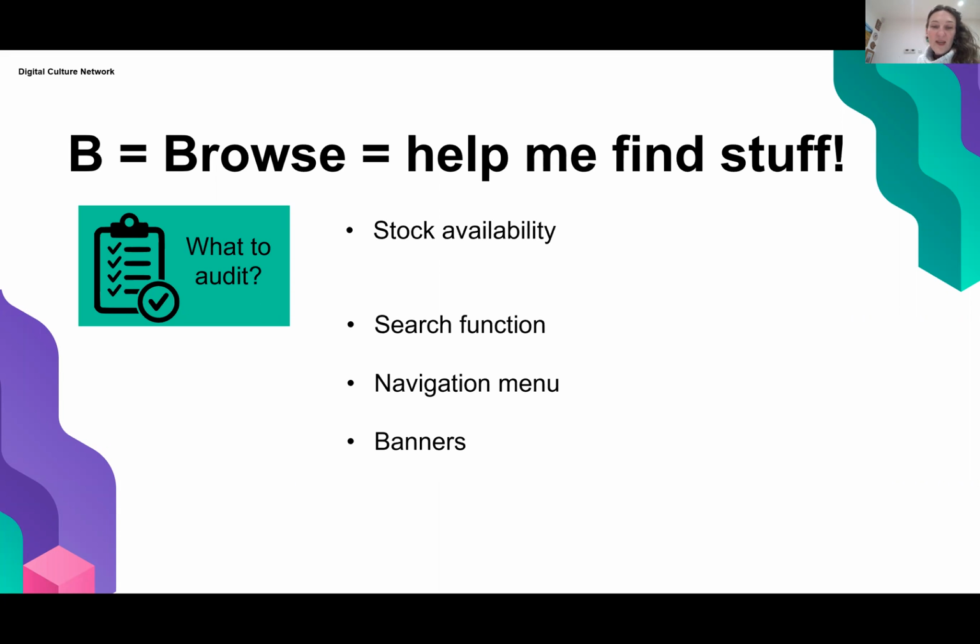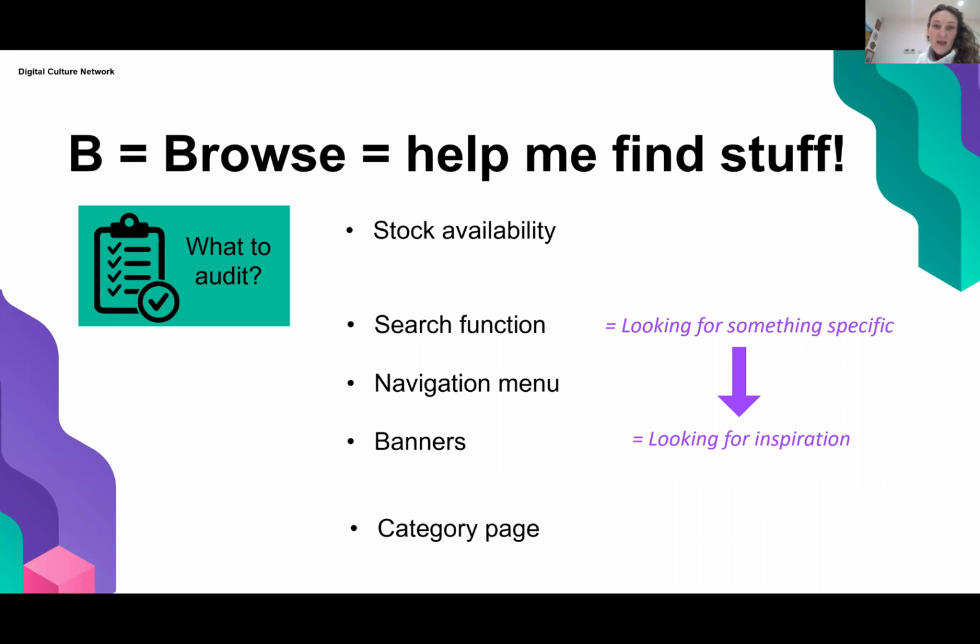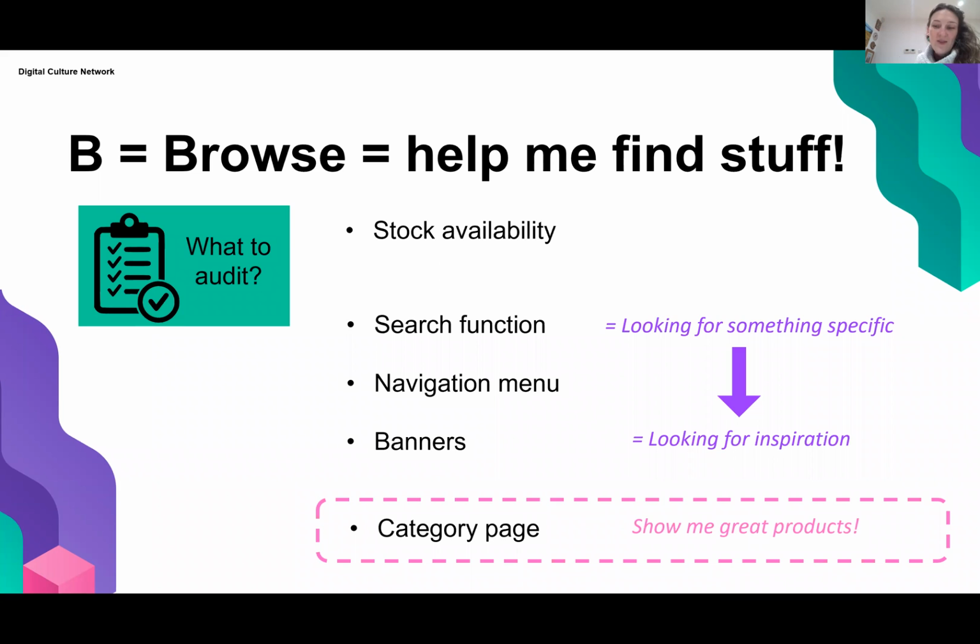Next up, there are 3 key ways that our customers can find things on our website. So they can use the search box, they can use the navigation menu, and they can use banners. And these will help people going from looking for something specific, using a search function, through to people who are looking for more inspiration, which is where things like banners come into play. Now, each of those things will take the customer to what is called a category page. And this is where we're looking to show our customer great products. So we're going to take a closer look at each of these.